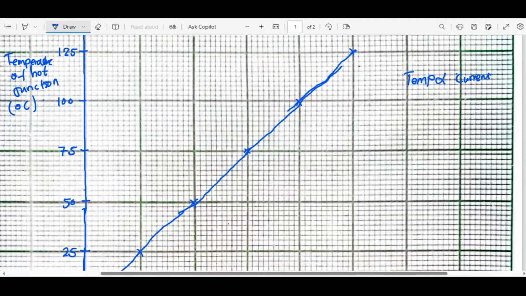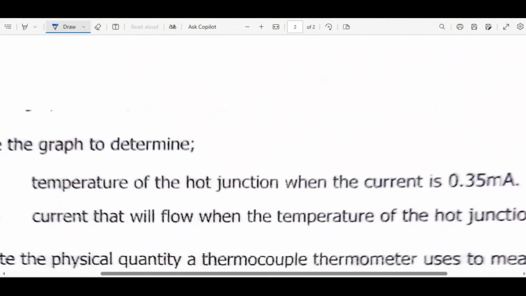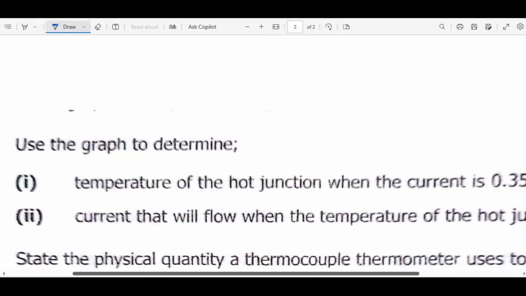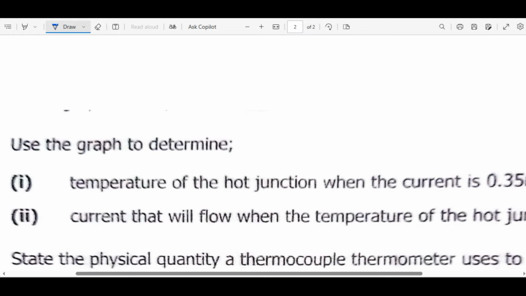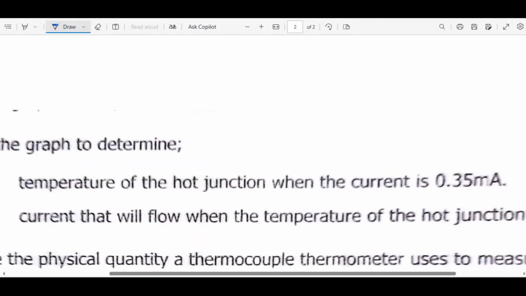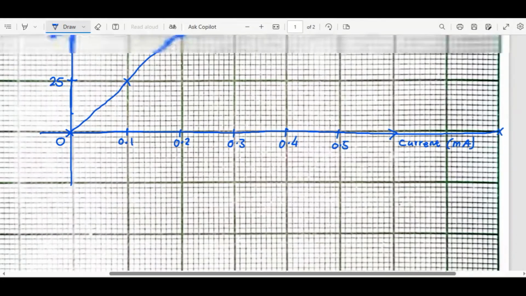Now let's move on to the other question. So the other question is: use the graph to determine the temperature. Number 1, the temperature of the hot junction with the current of 0.35. So we are going to use 0.35 to find the temperature. So how can we do this? Let's go back to our graph.